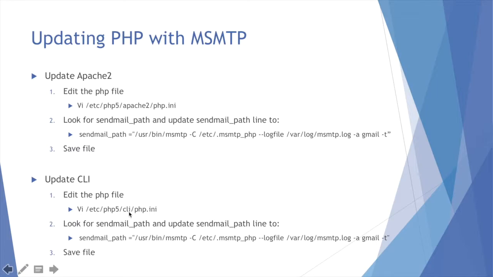It's located in /etc/php5/cli/php.ini. You do the same steps. You look for the sendmail_path. You will comment it out, and you will add this line right here. Please note that this directory path and this directory path are based on Linux Ubuntu 14.04.